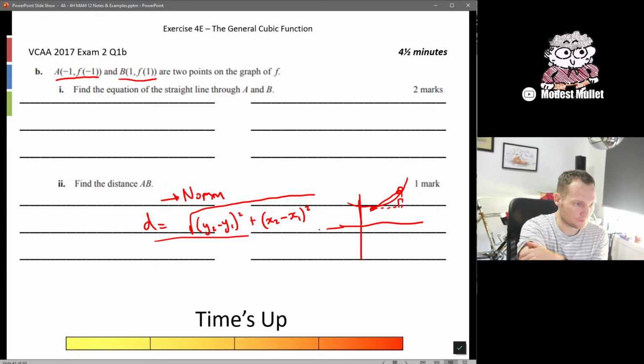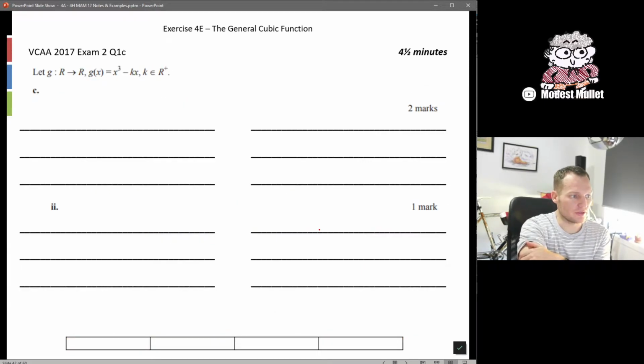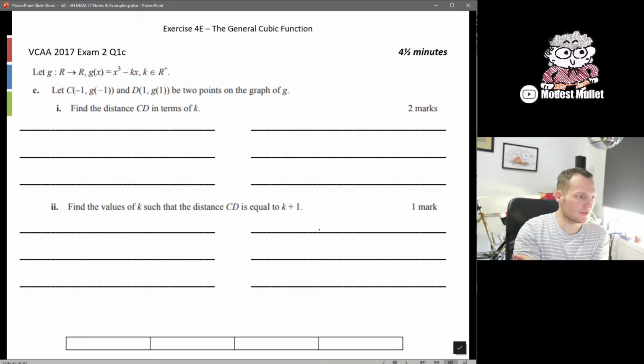Now, this is where we got up to, which we haven't done yet. The function has changed a little bit. We've now got g of x is equal to x cubed minus kx, where k is any real positive number. Let C be, again, some point, and D be another point. Find the distance CD in terms of k, and now there's k in here.